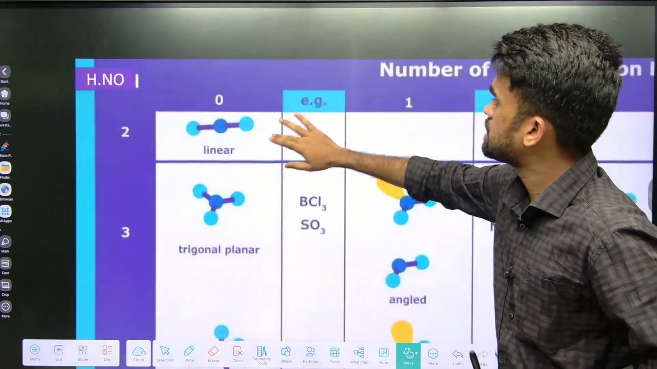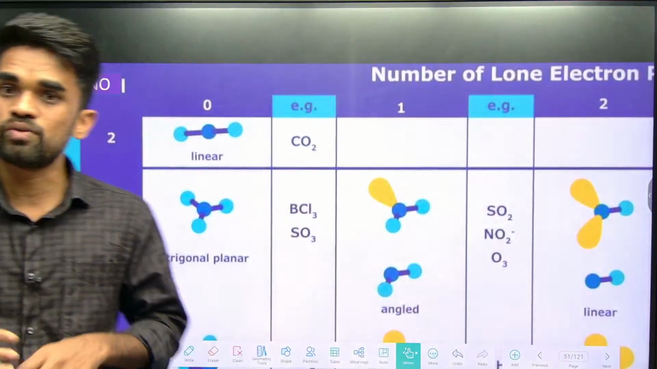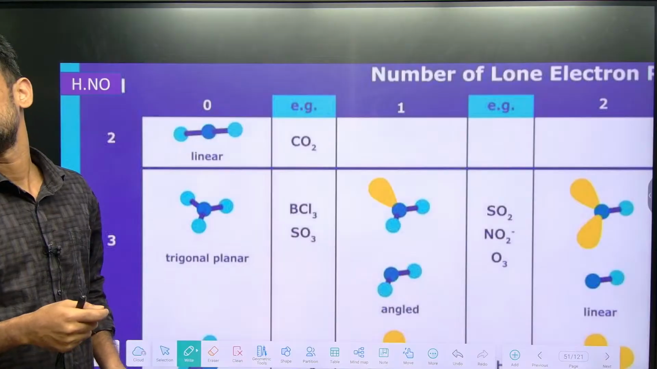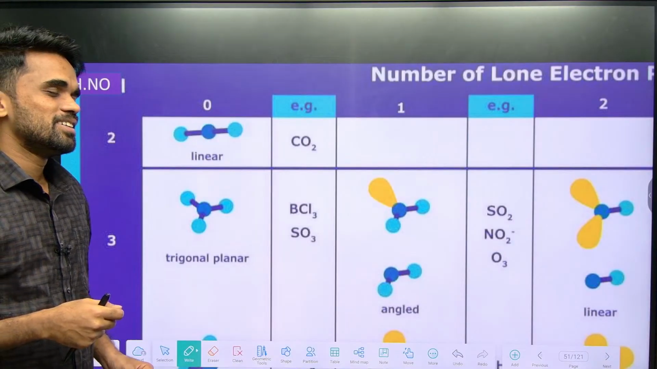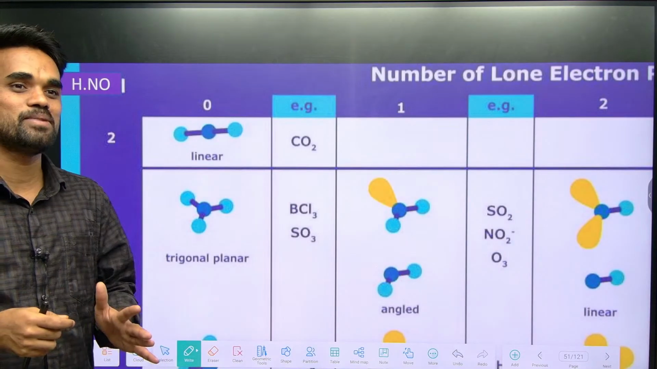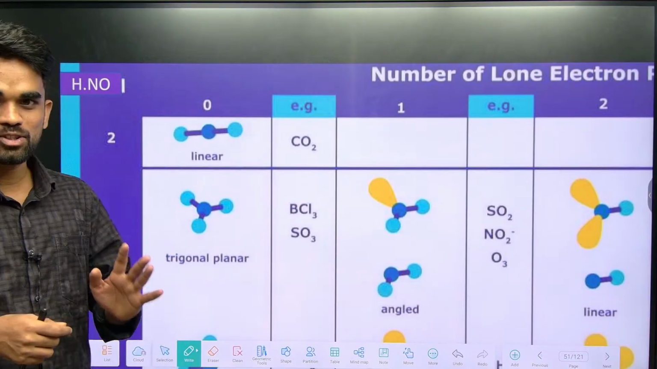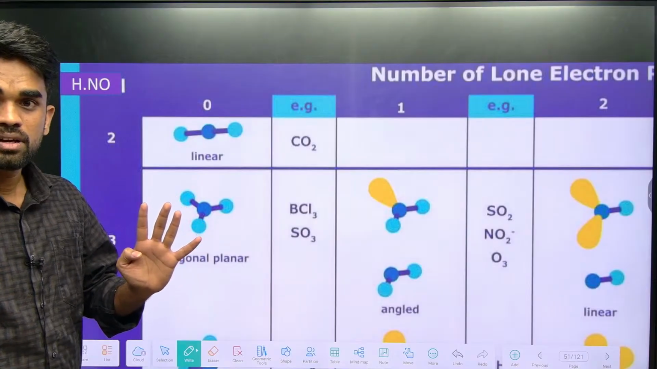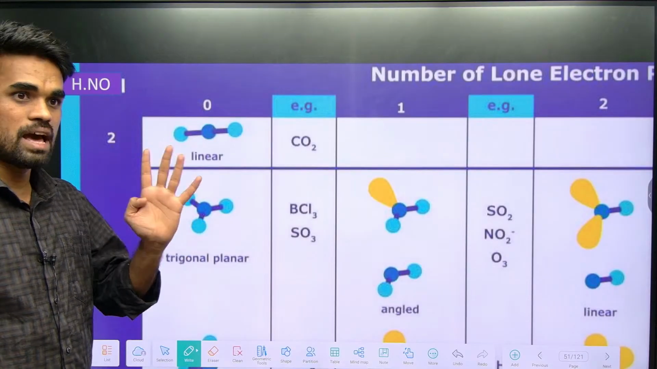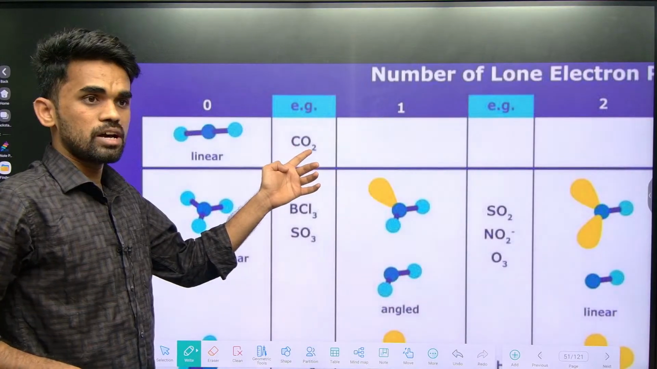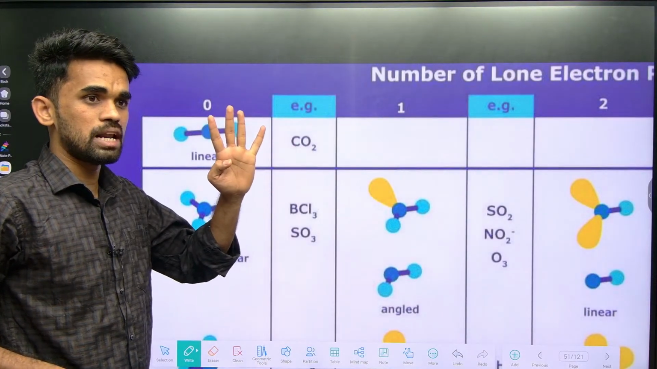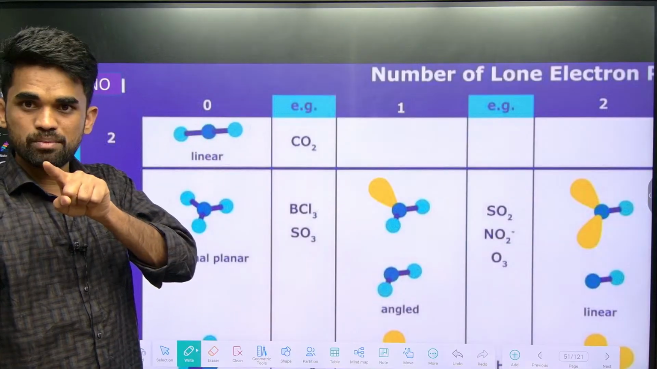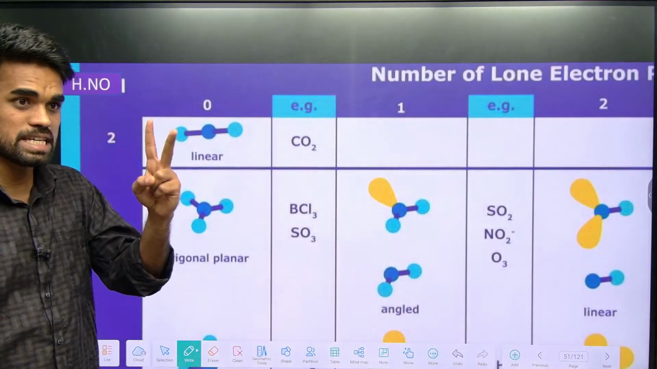First one is CO2. What is the group number for carbon? 14. So valence electrons are 4. With 4 valence electrons, one carbon makes 2 bonds. How many sigma bonds are there? 2 sigma bonds, so it is sp hybridization.